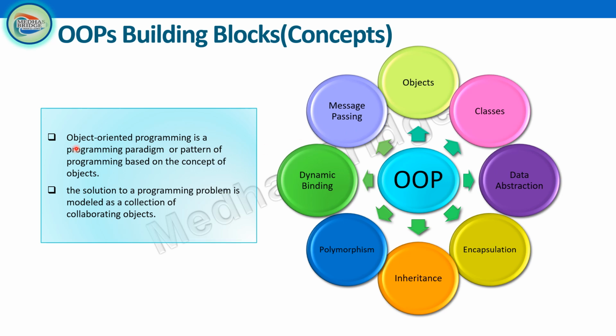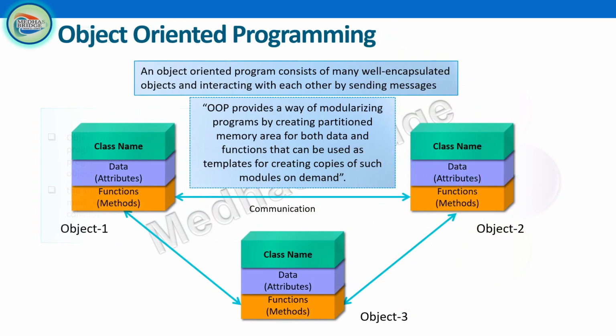As we know, object-oriented programming is a programming paradigm or pattern of programming based on the concept of objects, a collaboration of objects. A solution to a programming problem is modeled as a collection of collaborative objects. An object-oriented program consists of many well-encapsulated objects interacting with each other by sending messages.